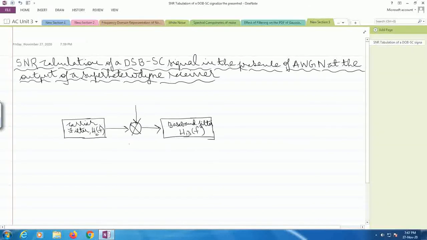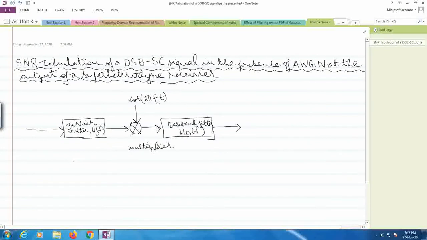Now this is nothing but a multiplier, and with the help of this multiplier we are going to perform a synchronous demodulation of the DSB SC signal. So let us suppose the local carrier that we are using in the receiver is cos 2 pi fct. Alright, so the blocks which are necessary for us in the derivation of the SNR with respect to a DSB SC signal are the carrier filter, obviously the detector in which we are making use of the multiplier, and the baseband filter.